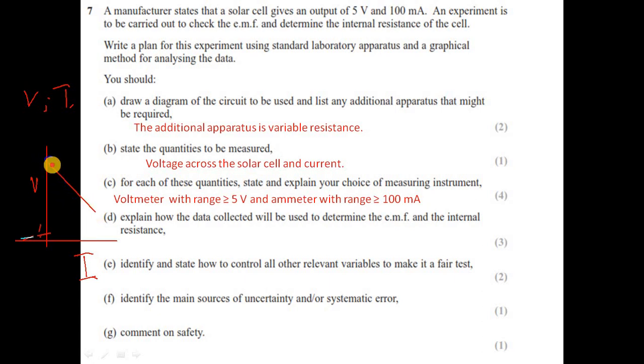and this is called the y-intercept, and this y-intercept would be your EMF. And if you find the gradient, the gradient will give you the negative of the internal resistance. So negative gradient equals negative r. So in fact r is the gradient of the graph, ignoring the sign.